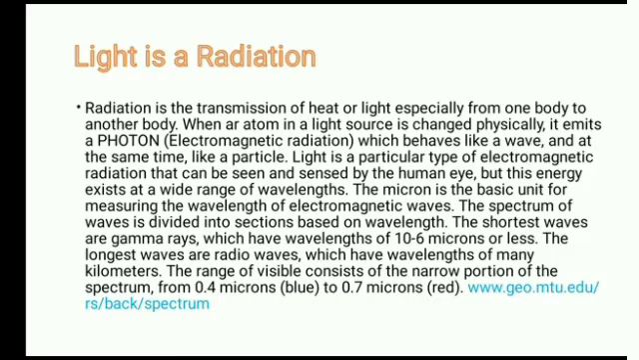The shortest waves are gamma rays, which have a wavelength of 10 to the minus 6 microns or less. The longest waves are radio waves, which have wavelengths of many kilometers. The range of visible light consists of the narrow portion of the spectrum from 0.4 microns, blue, to 0.7 microns, red.